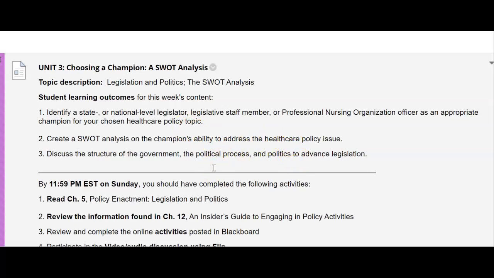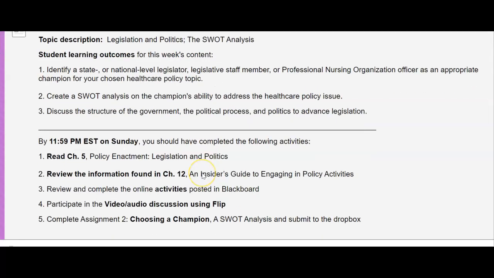And then you're going to be able to discuss the structure of the government, the political process, and politics to advance legislation. I know it sounds like a lot, but let's get into it. First of all, I want you to read chapter 5. I think this is going to be a very helpful chapter for the work that you're going to be doing, so you can use it as a resource. It's on policy enactment, legislation, and politics.